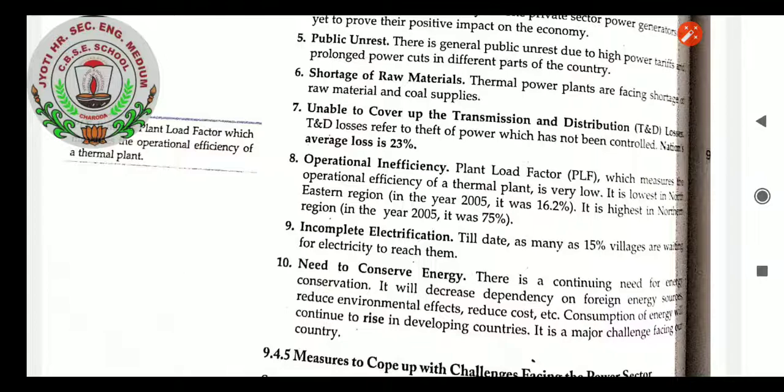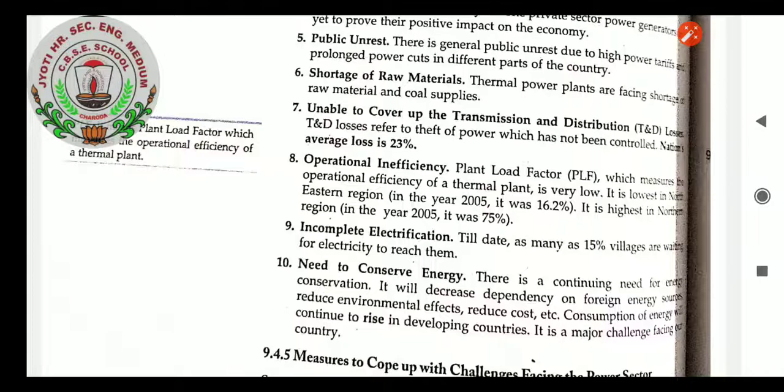Need to conserve energy: there is a continuing need for energy conservation. It will decrease dependency on foreign energy sources, reduce environmental effects, reduce cost, etc. Consumption of energy will continue to rise in developing countries. It is a major challenge facing our country. So these are the various emerging challenges in the power sector, faced by both private and public sector, even by the government. So it has to be solved, and the government is stepping up to solve the various problems of the power sector.